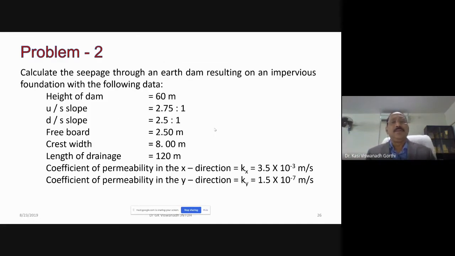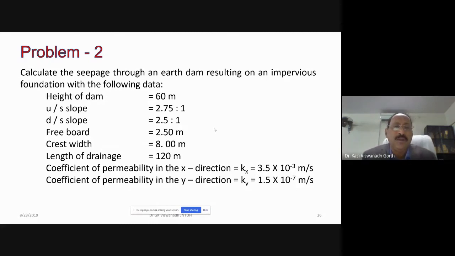The second problem: calculate the seepage through the earth dam resting on an impervious foundation with the following data. Height of dam is given as 60 meters. Upstream slope and downstream slope in this case are slightly different. You can have different sections. No need that upstream slope and downstream slope must be same. So 2.75:1 for the upstream slope, whereas the downstream slope is 2.5 horizontal to 1 vertical.